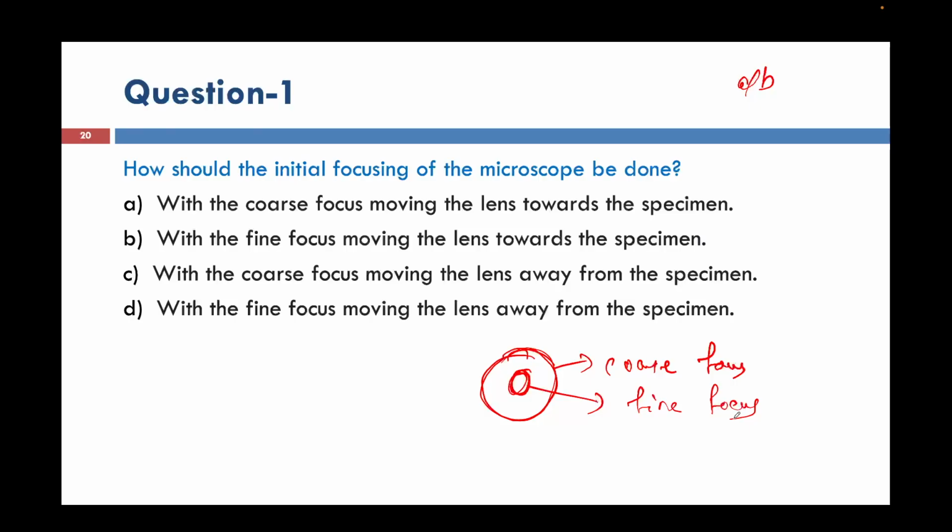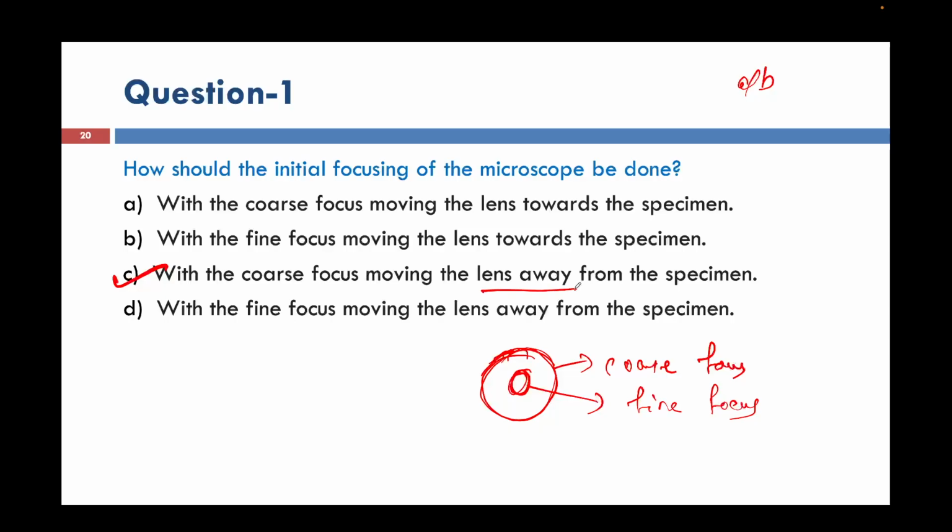Okay, so the initial focusing is done by using, remember, this option, C: moving the lens away from the specimen. First we do the coarse focusing, then we do the fine focusing, moving the lens up and down. Then we see how our features look. So it's neither A nor B, the answer is C, with the coarse focus moving the lens away from the specimen.